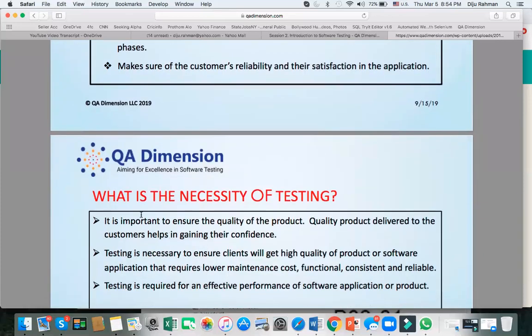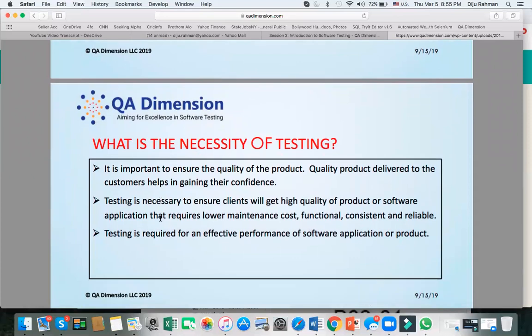Okay, what is the necessity? Basically, it is important to ensure the quality of the product, and this is more like an interview type of question, because they probably can ask you why we have to do this testing, what is the significance of this testing, why you have to do that. So then you have to talk about a couple of bullet points. It is important to ensure the quality of the product. The quality means there is no defect, there is no issue, nothing is there. It's pristine, it's in good working condition, right?